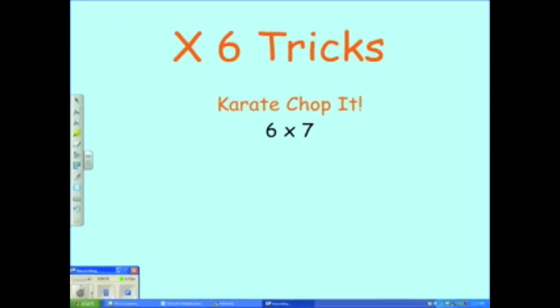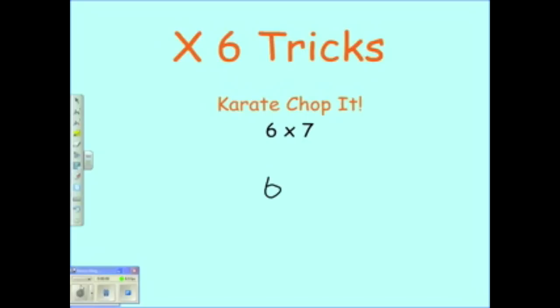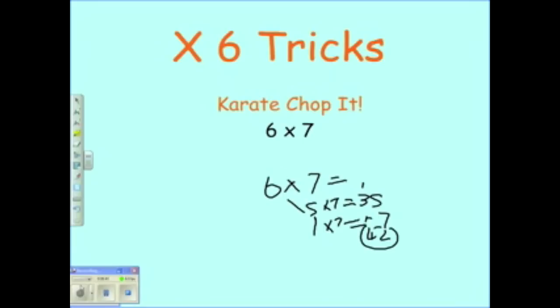Now I'm going to show you another trick which is called the karate chop it trick. So let's take an example of 6 times 7 this time. We'll make the 6 into 5 and 1, because 5 and 1 equals 6. Both of them are going to be times 7 because we are multiplying it by 7. This is 35 and that is 7. So if you add these together, it will become 12, carry the 1, and then 1 plus 3 is 4. So that's the answer to the question.